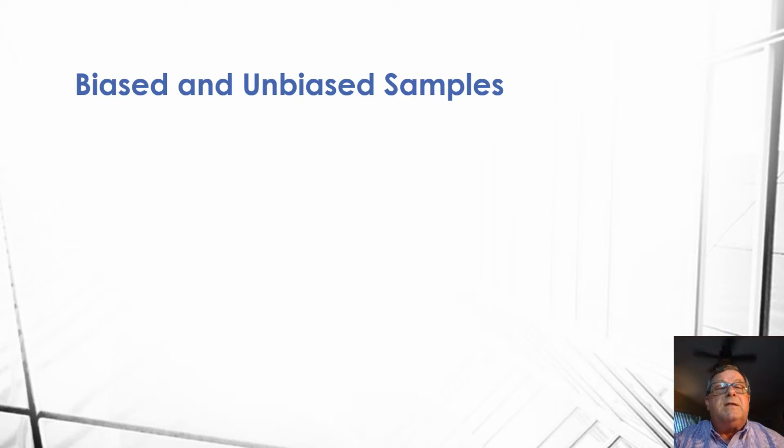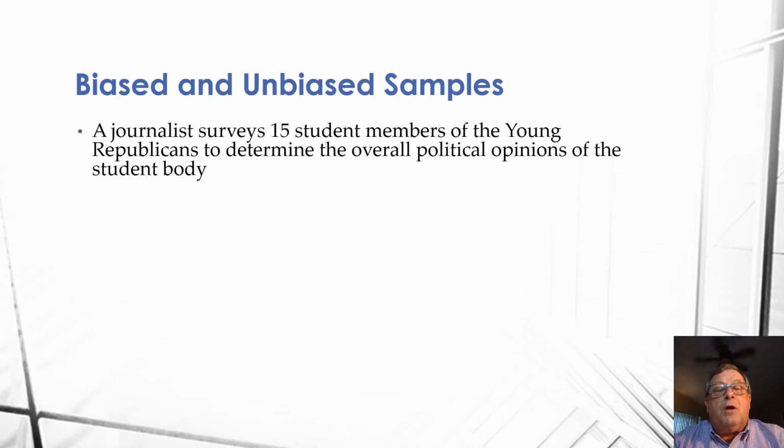So let's look at a couple of examples here, and let's identify whether they're biased or unbiased. So here in this first one, it says a journalist surveys 15 student members of the Young Republicans, I guess this is probably on a college campus, to determine the overall political opinions of the student body. Well, now what are we trying to determine? It says that this journalist wants to determine the overall political opinions of the student body. But look what this journalist surveys. They survey 15 student members of the Young Republicans.